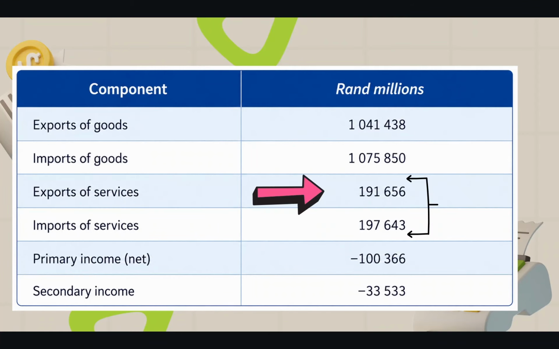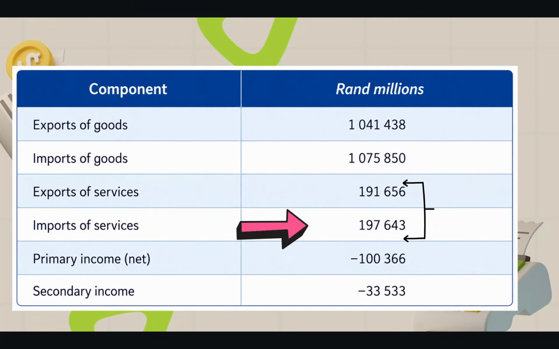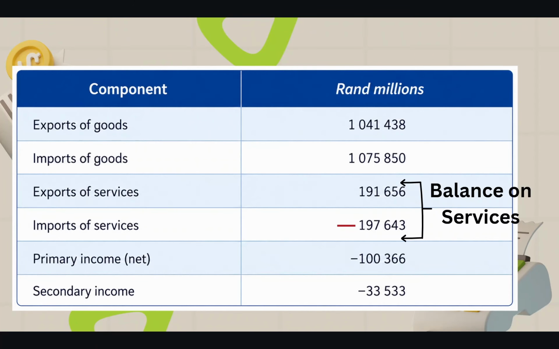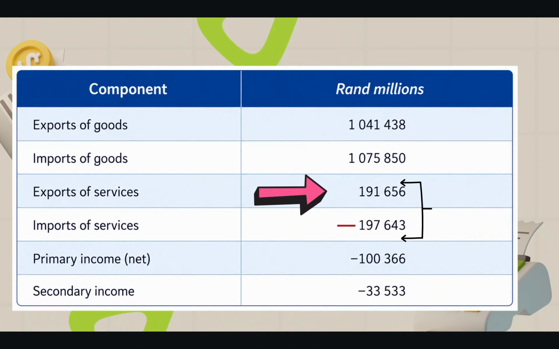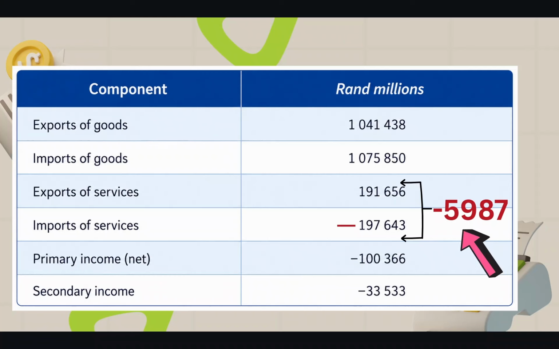Exports of services minus imports of services will give us the balance on services. If we take 191,656 minus 197,643, that gives us minus 5,987 deficit again.